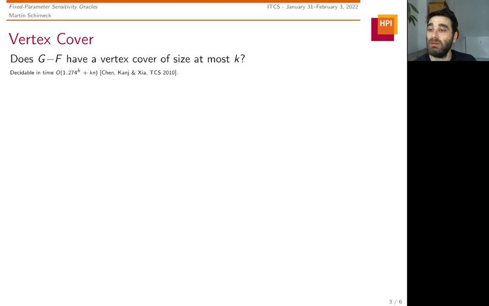As I said, the first example problem we're discussing is vertex cover, where we want to know whether the graph with the specified edge failures admits a vertex cover of size at most k. With the current best algorithm, this can be computed in time 1.274^k plus k times n. So this is the bar we have to meet for our query time.